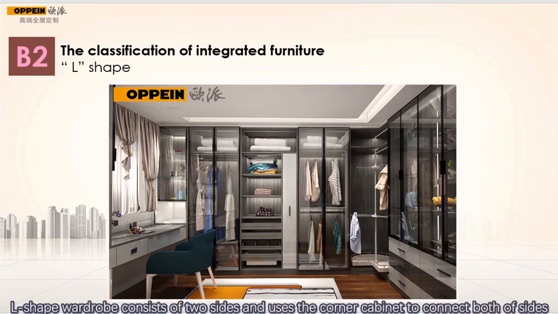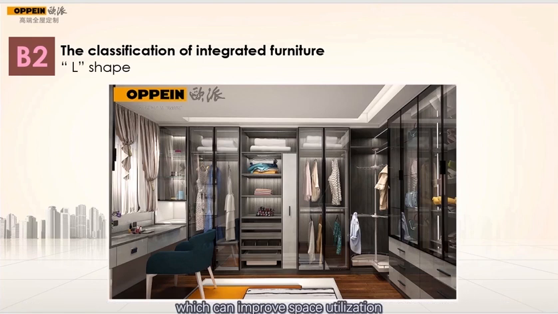L-shape. An L-shaped wardrobe consists of two sides and uses the corner cabinet to connect both sides, which can improve space utilization. If there is obvious vacant space or irregular space in the bedroom, an L-shaped wardrobe is a good choice when the bedroom has large space.